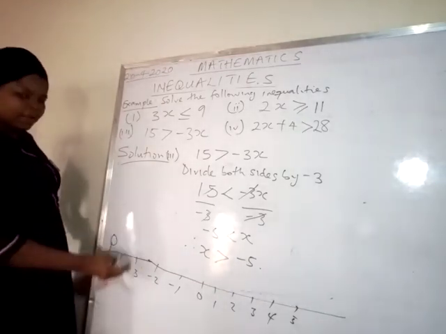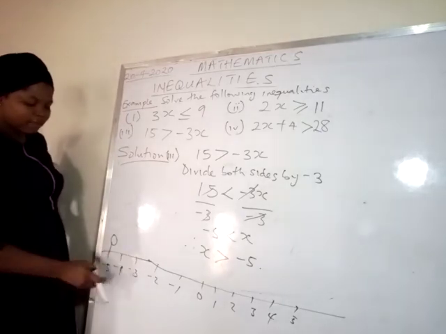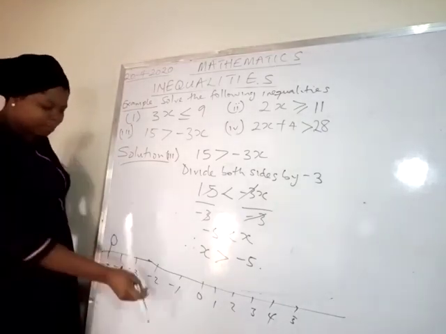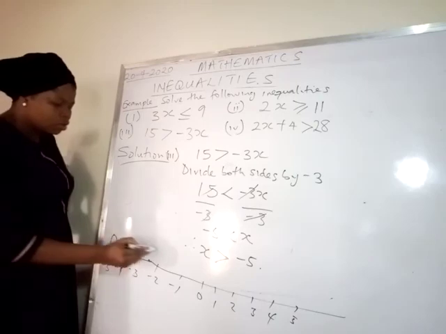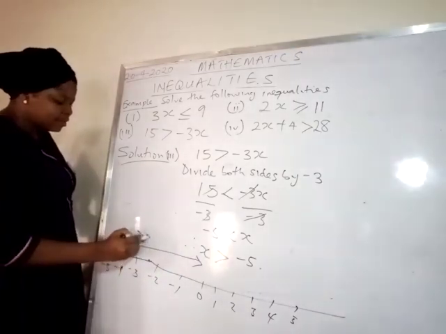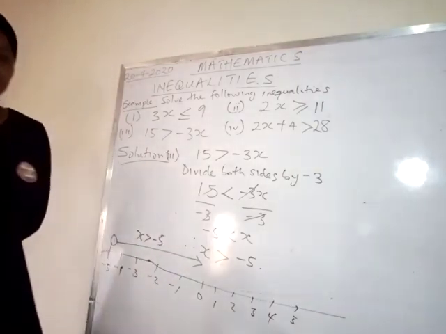You can see minus 4 is greater than minus 5. Minus 3 is greater than minus 5. Minus 2 is greater than minus 5. So my arrow is going to come this way. So I have x is greater than minus 5. So that is it.